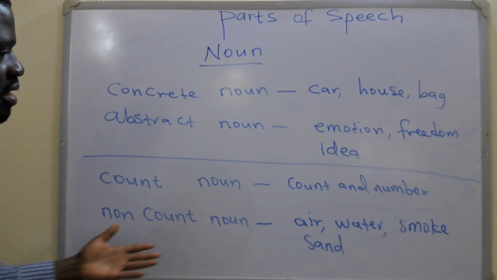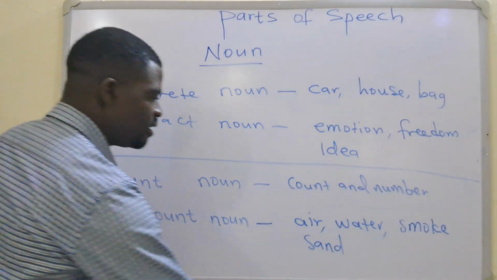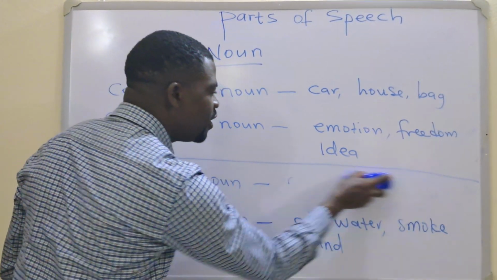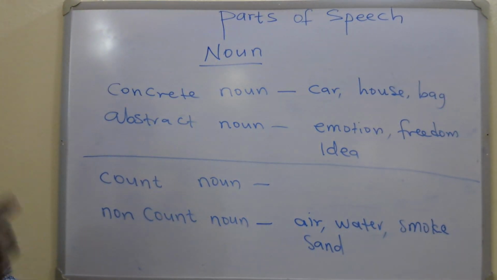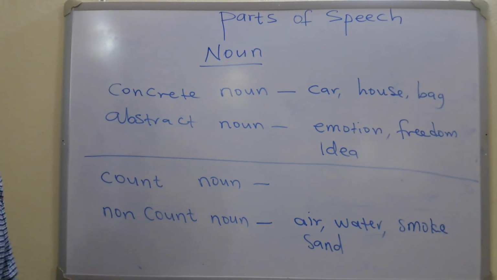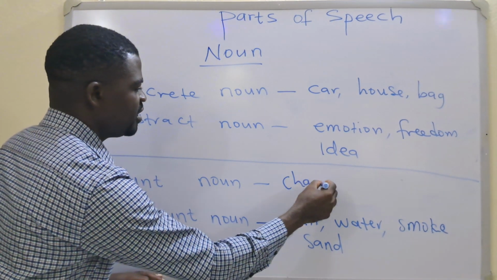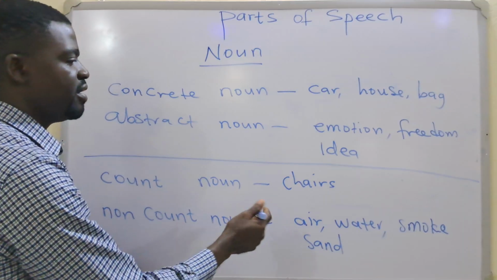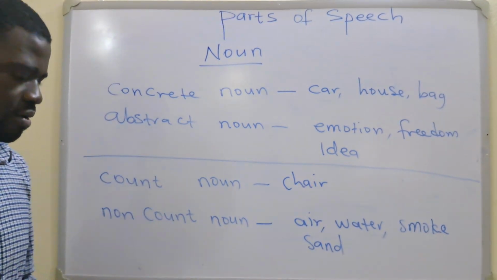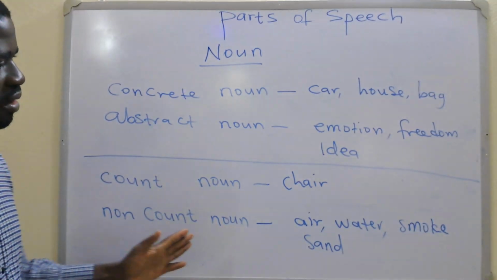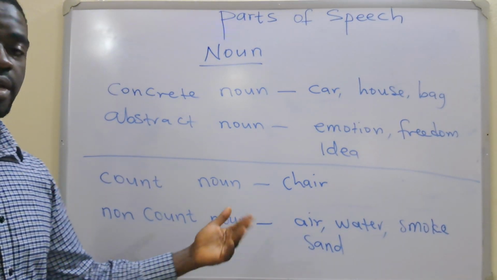So you can't count and number these words. But there are other nouns that you can count and number. So the ones you can count and number, you can have one, two, three, four, five. Then those ones are count nouns. You can count chairs. So if you have 10 chairs in the room, you can count them. One, two, three, four. So chair is a count noun. Whereas some other nouns are not countable.